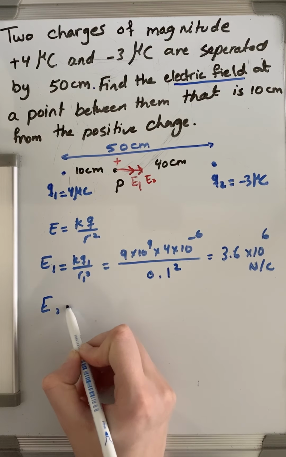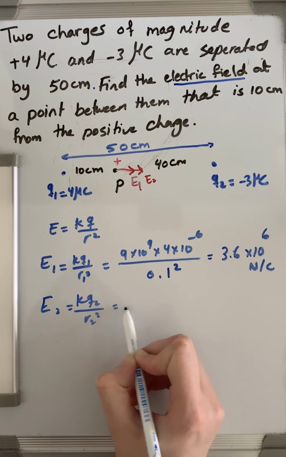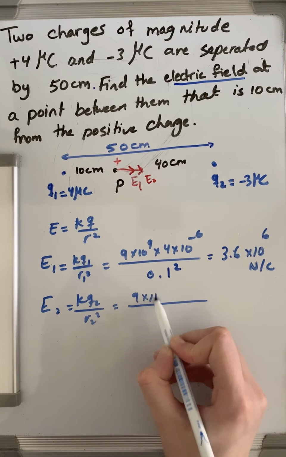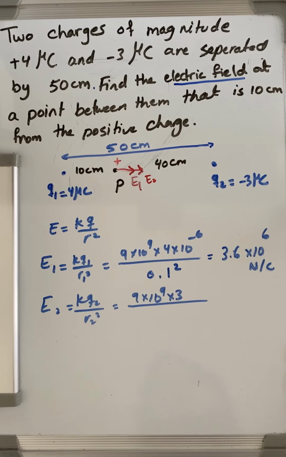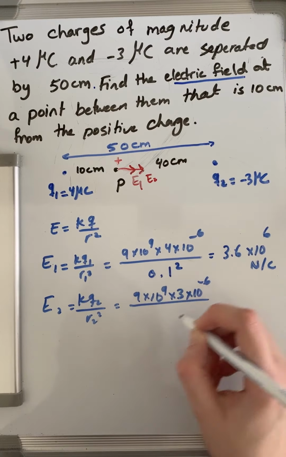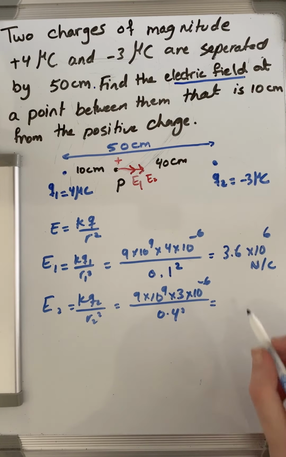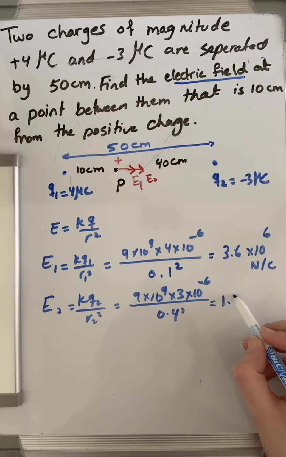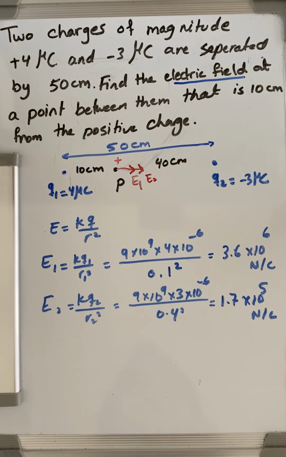Similarly, E2 equals KQ2 divided by R2 squared. It's 9 times 10 to the power of 9 times 3. I ignore the negative sign as we said, since we are calculating magnitudes now, divided by 0.4 squared. This will give me around 1.7 after rounding, times 10 to the power of 5 Newton per coulomb.